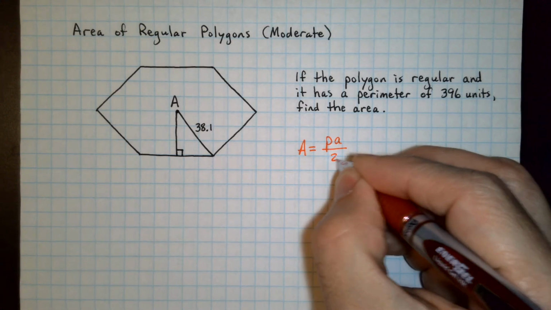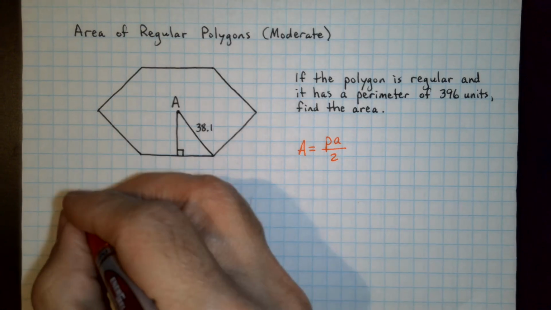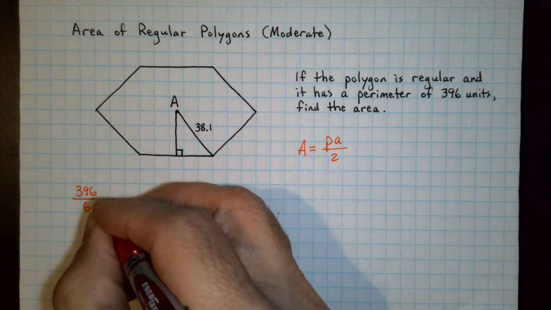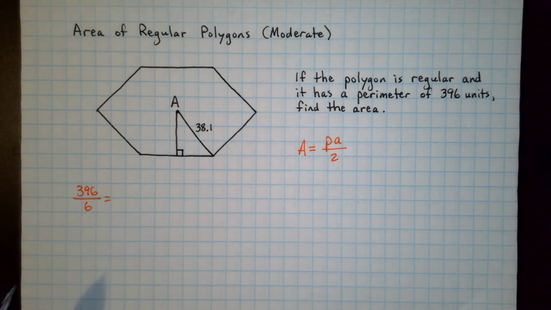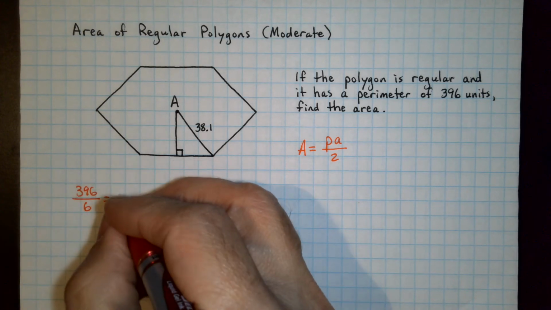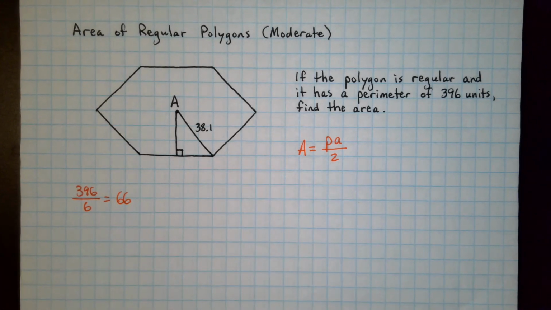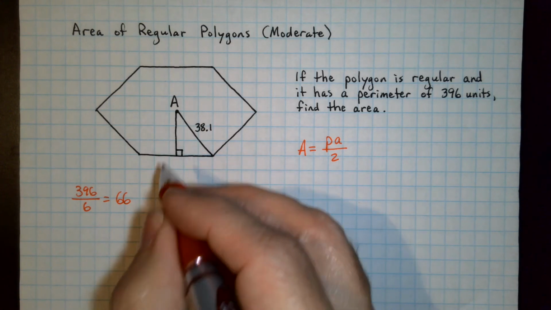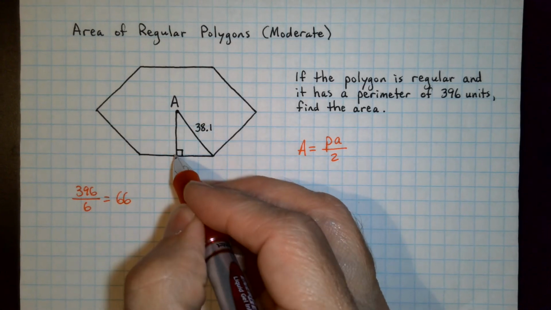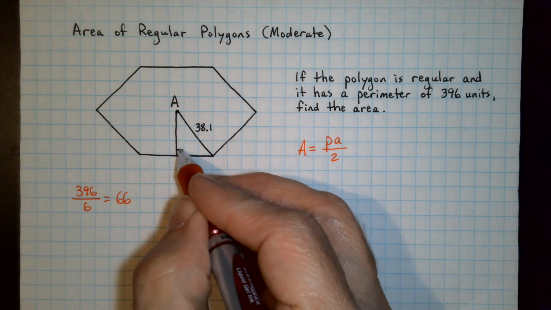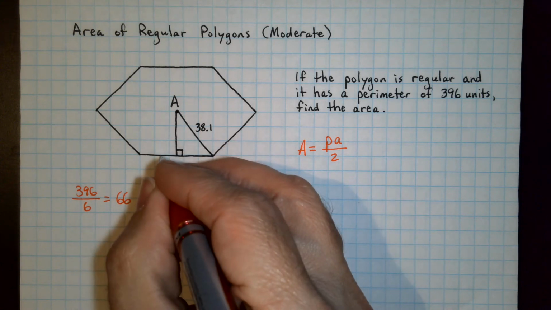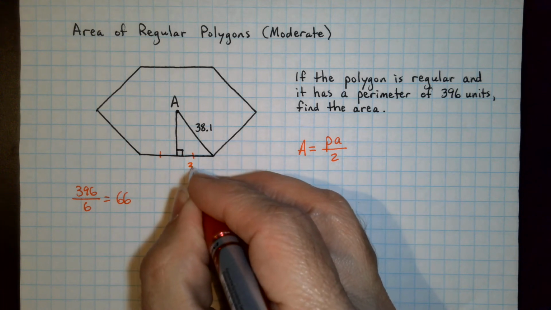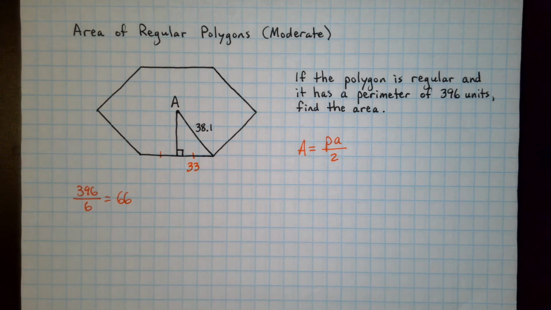Well, the perimeter, 396, since we have 6 sides, 396 divided by 6 tells me that each side is 66. This is our apothem in this diagram, and the apothem goes from the center of a polygon to the midpoint of a side and makes a right angle. So that means each of these parts is the same. They'll each be half of 66. So we have 33 there.